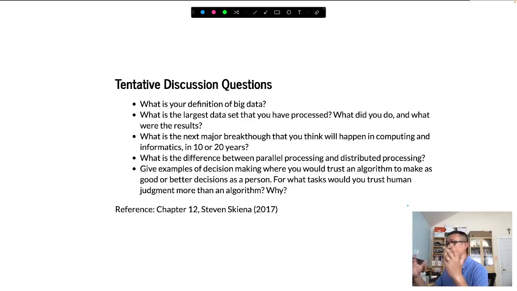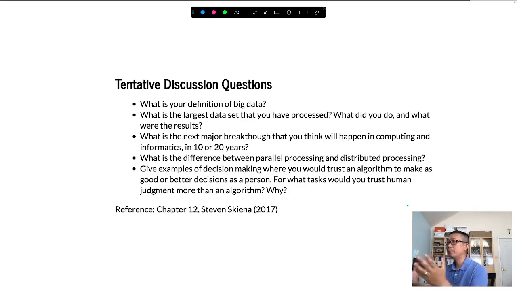You can also think about what is the largest data set that you have ever processed. What did you do with that? What were the results? Sometimes perhaps it's not the largest data set that you have used, but perhaps the computing is the most intensive. You can also think of that from the point of view of computing that is necessary to deal with that amount of data. And then what do you think is the next major breakthrough that will happen in computing and informatics, things that can be related to big data?